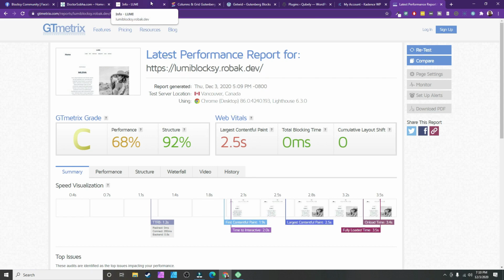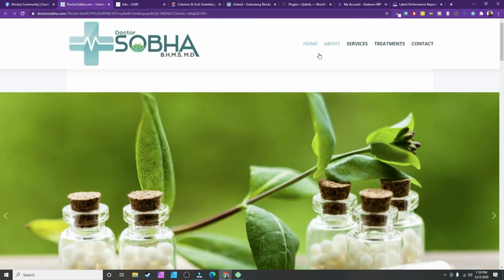But the point being is these sites are turning out fairly well. They're pretty good. And here's another one that somebody built.